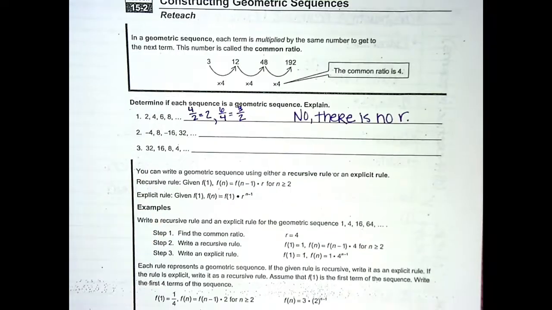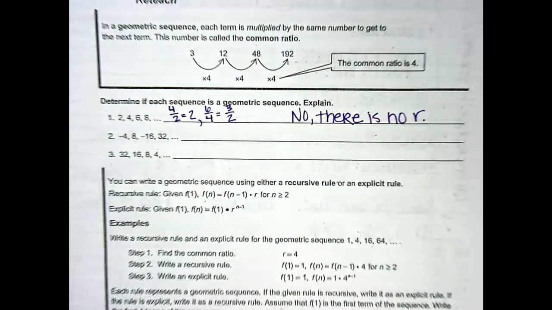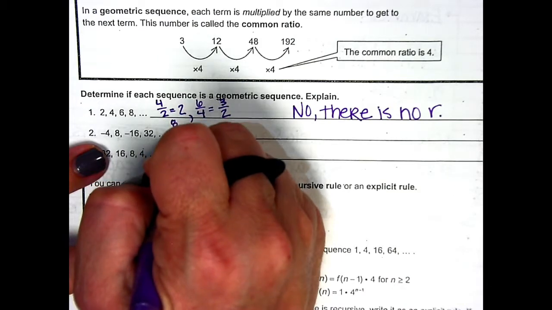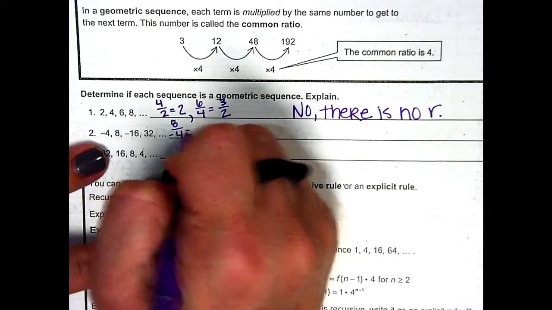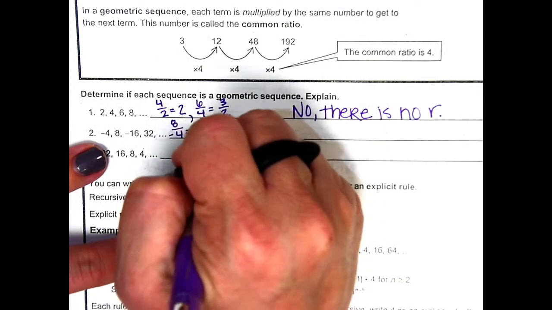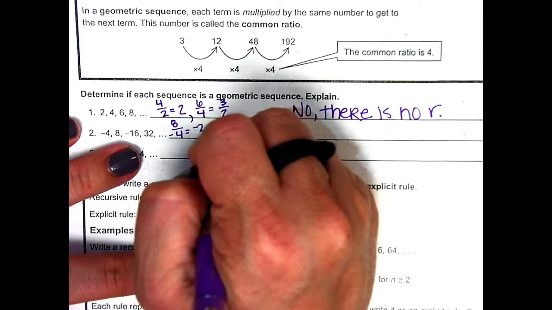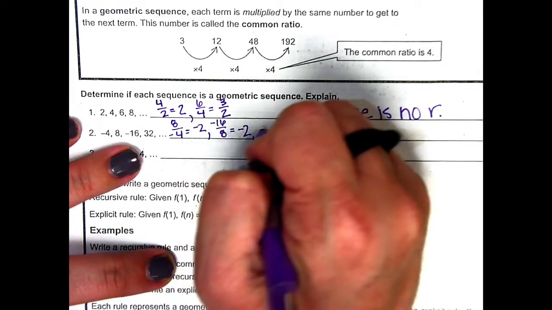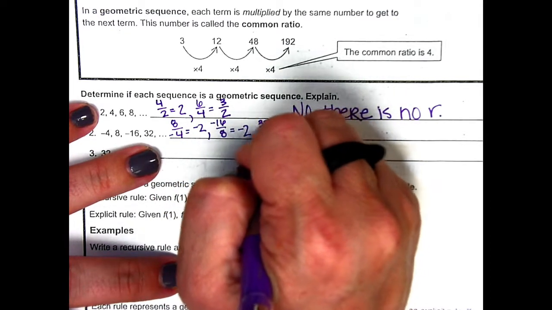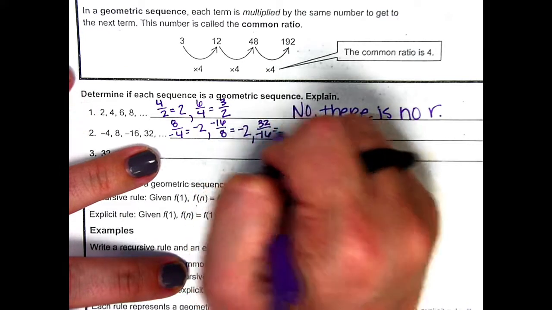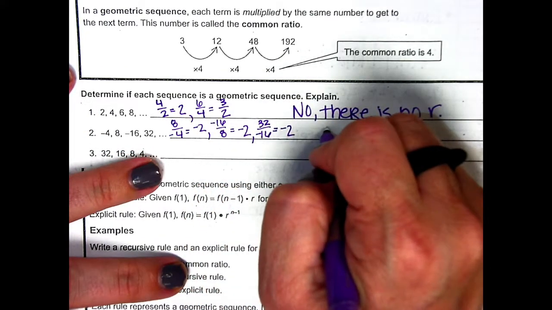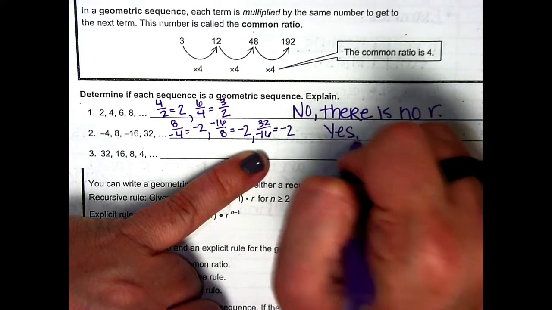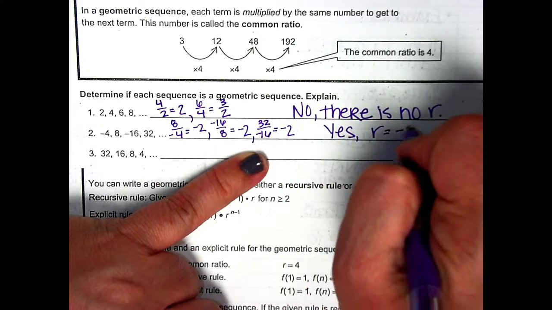The second one, zoom in there a little bit. I would do 8 divided by -4, which is -2. -16 divided by 8 is -2. And then 32 divided by -16 is also -2. So when you have the same ratio, you can say yes, the common ratio is -2.